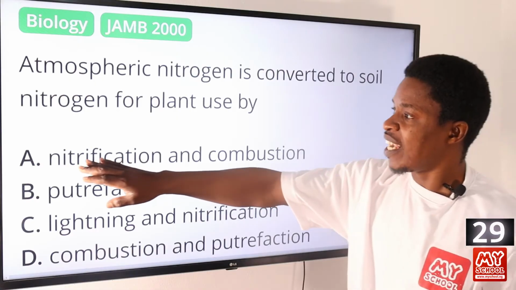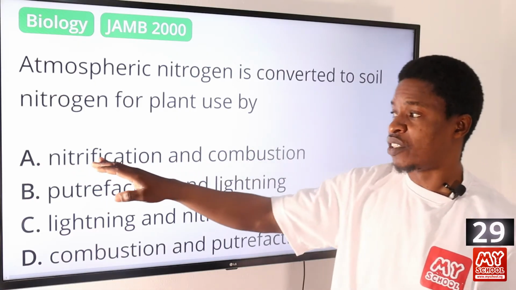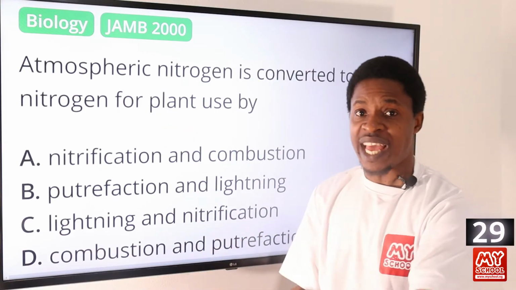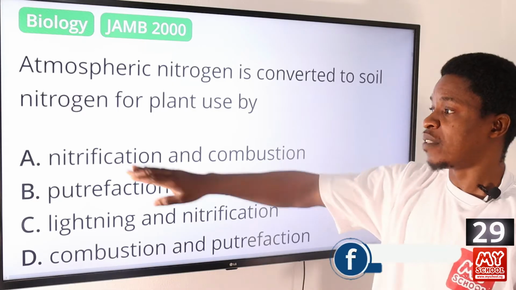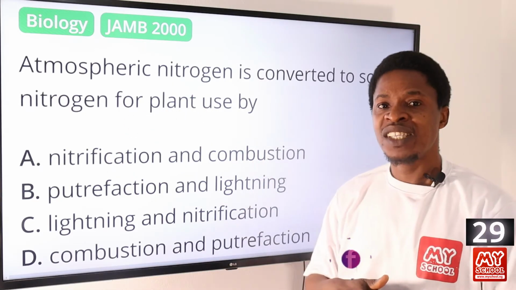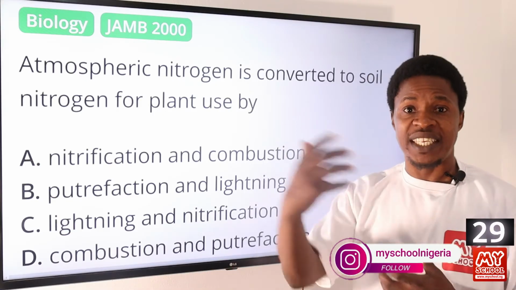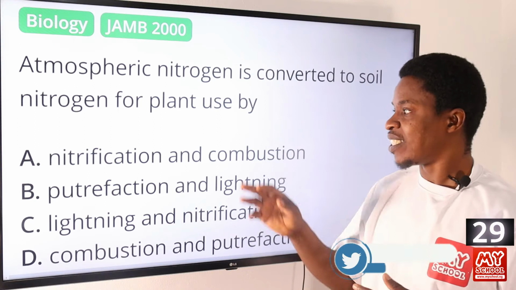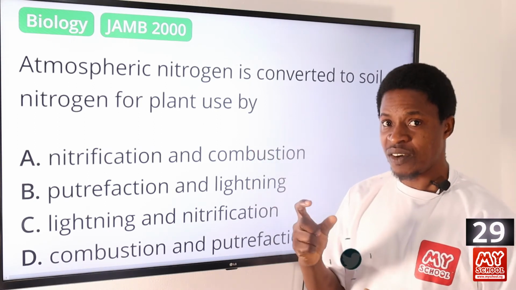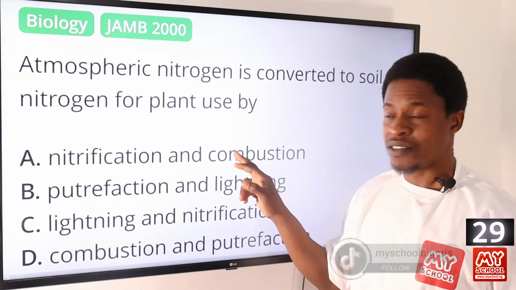Now we have option A, which says nitrification and combustion. Yes, nitrification is a process that converts ammonia into nitrates that plants eventually use. This is correct. But combustion, no, combustion has to do with a process where heat is released into the environment. This will not help in converting nitrogen into the form that plants will use. So because of this, the option is not correct.